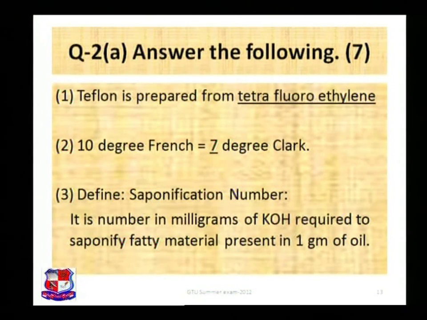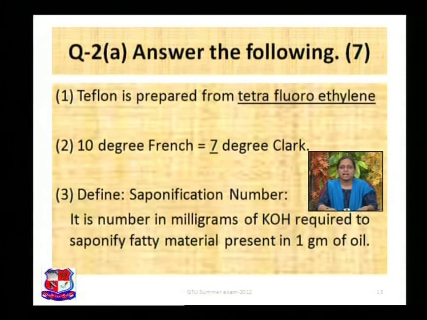See here, simple fill in the blanks and definition type of questions are kept in the 1 mark objectives in the GTU paper. The first thing they have asked is: Teflon is prepared from dash. It means they have asked for the monomer of Teflon, that is tetrafluoroethylene. Then we can see very clearly here: 10 degree French is equal to dash degree Clark. Here you need to recollect your formula for calculating this numerical, and the final answer that turns out is 7 degree Clark.